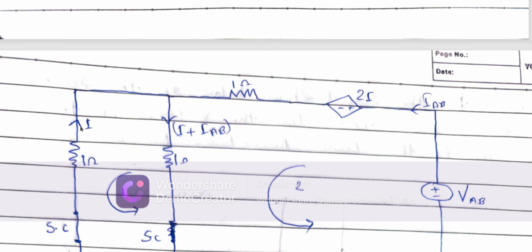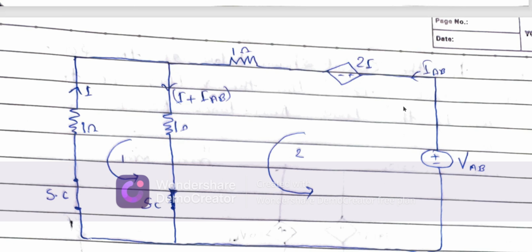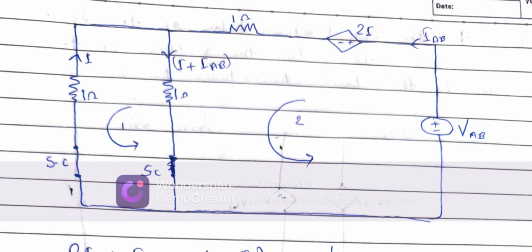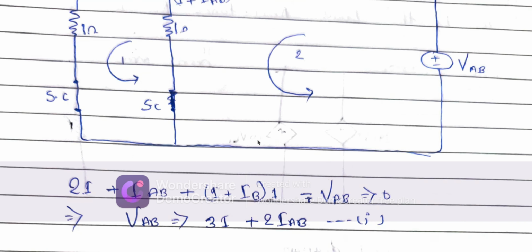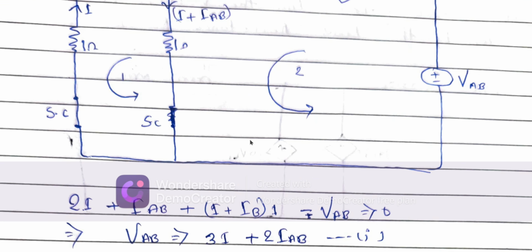Dependent sources are there in the questions. Here, this dependent source is a current source. That's why we take voltage VAB and current IAB in the circuit, and apply KVL in this loop and in this loop. So we find two equations in this circuit.